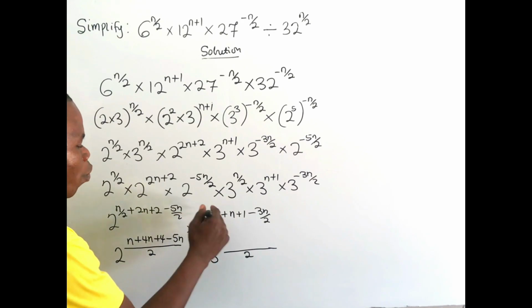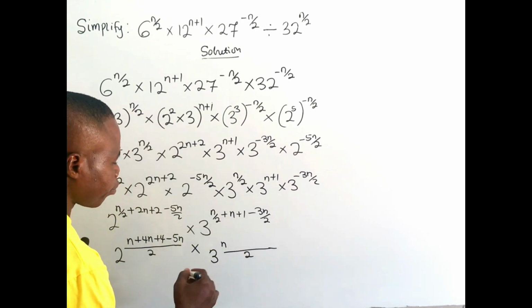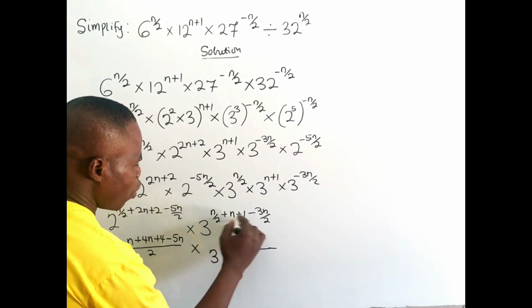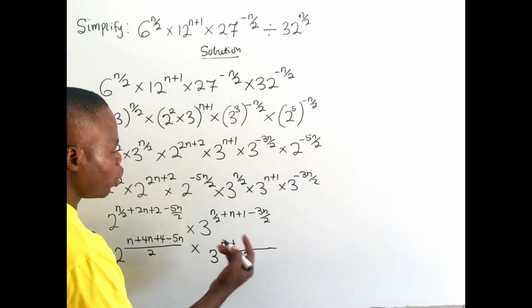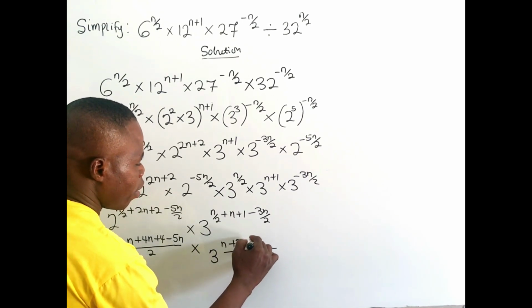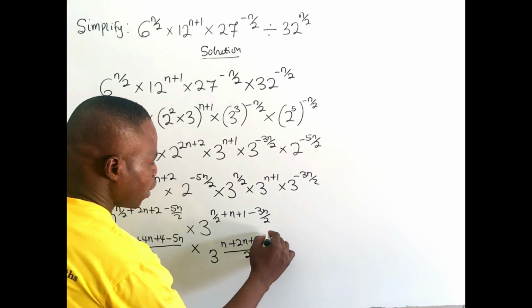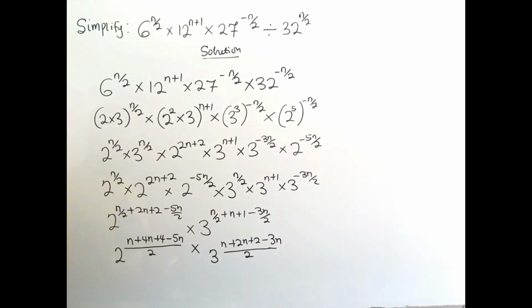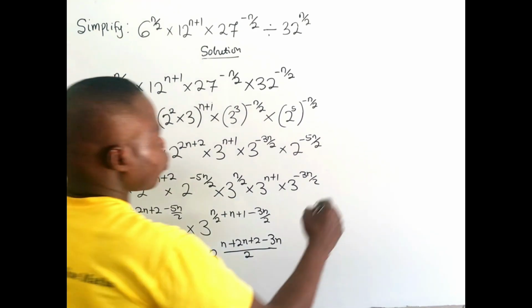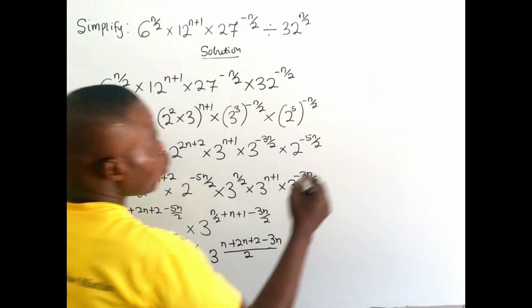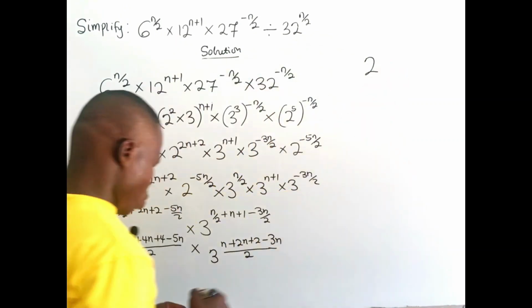2 into 2 is 1. 1 times n, that will be n. Plus, here the whole of this is over 1. So 1 into 2 is 2. 2 times this will give me 2n plus 2. Then 2 into this is 1 times this, that will be minus 3n. So it means that here too I have 3 exponent this.